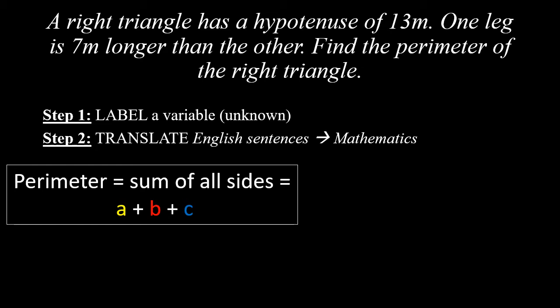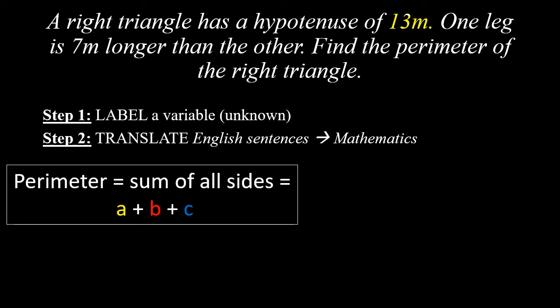A right triangle has a hypotenuse of 13 meters. One leg is 7 meters longer than the other. Find the perimeter of the right triangle. So you guys know I always say read a problem 3 times. The first time, just read it. The second time, start circling or highlighting important information. So let's do that. A right triangle has a hypotenuse of 13 meters. That's important. Okay, 13 meters.